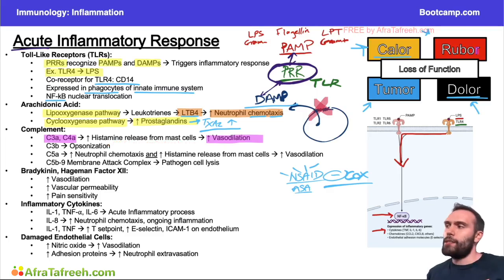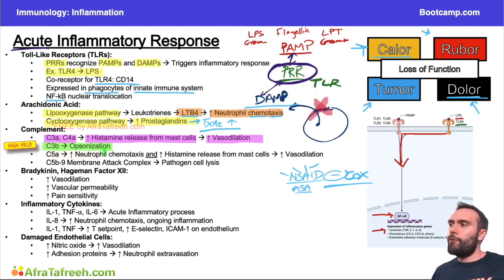Where does that come from? C3a, C4a, right? This complement cascade, and this is all because we have histamine being released from our mast cells. That's what's causing that. Now, probably one of the most high yield ones on here to remember is C3b. This is going to be associated with opsonization. And I know I touched on this before, but remember, you've got to tag your bacteria before you digest it. That's what opsonization is doing.